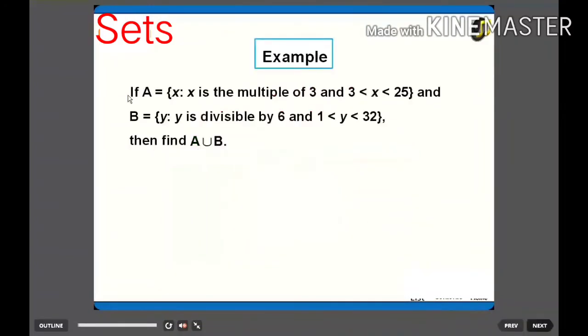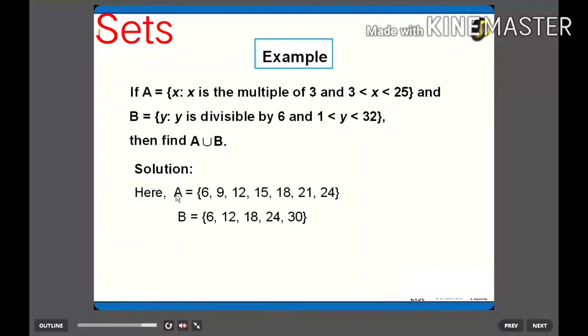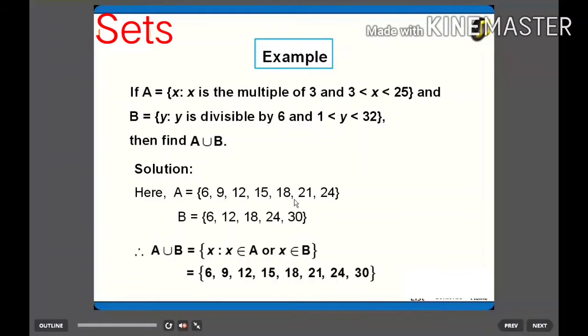Now we take an example. If A is {X such that X is a multiple of 3 and X is greater than 3 and less than 25}, and B is {Y such that Y is divisible by 6 and Y is greater than 1 and less than 32}, and you have to find A union B. For that, first of all, you have to change both sets into roster form. So look here, A we can write as 6, 9, 12, 15, 18, 21 and 24. B we can write as 6, 12, 18, 24 and 30.